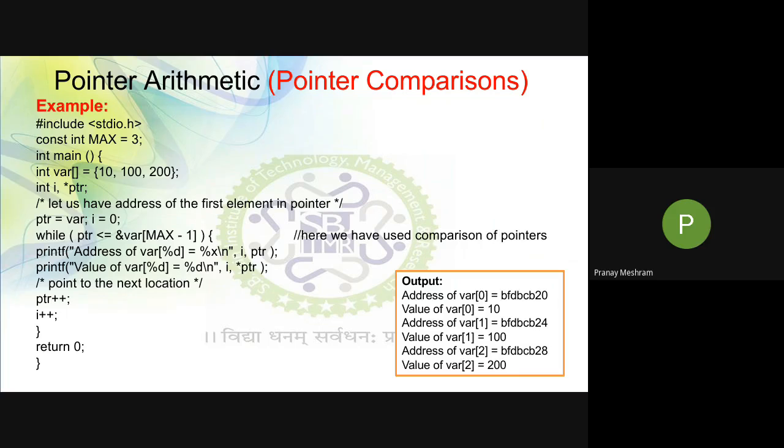Okay, and it will print the address of the next element, which is b24, and the value stored at that element is 100, which will be printed in the output. After that we go to the next location by again using the increment operation, and the next location is b28. So now ptr is pointing to b28. ptr is holding the value b28 and i++ is executed, so i will also go to the next location. So now i becomes 2. Initially it was 0, then it became 1, then it became 2.